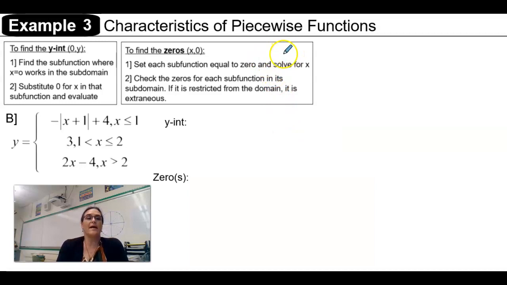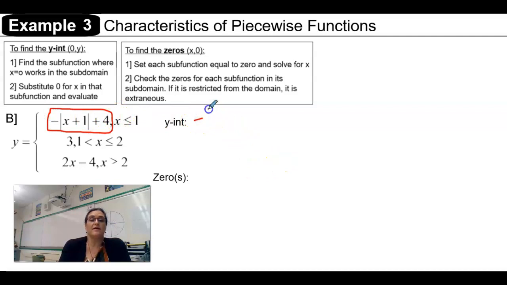Okay, so welcome back to example 3B. And hopefully you took a second to try this on your own, so we'll go over it together. If we want to find the y-intercept, we want to find the subfunction where x equals 0 works in the subdomain. So is 0 less than or equal to 1? And that is true. So we're going to put the 0 for x into this absolute value subfunction.